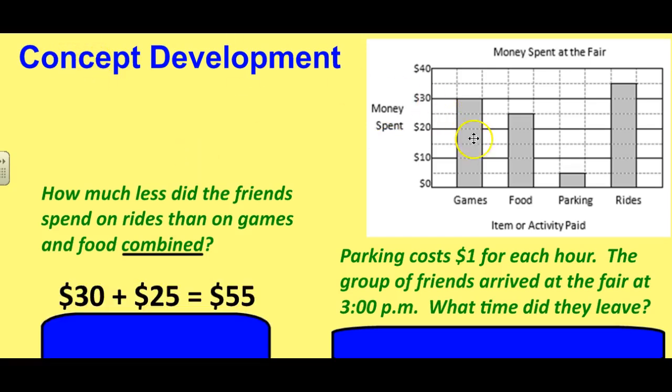So your first step needs to be combining how much they spent on games and food. We know that they spent $30 on games and $25 on food, so when you combine 30 and 25, we get that they spent $55 on games and food combined.